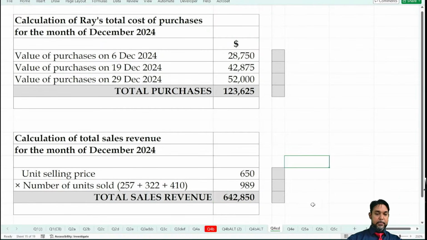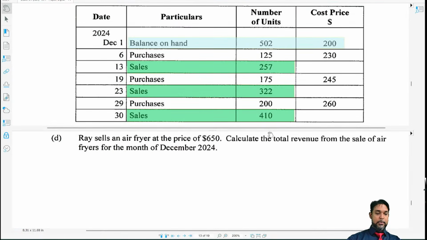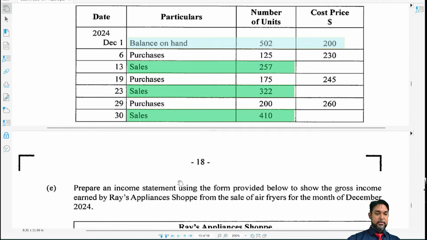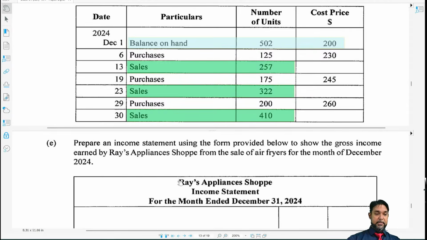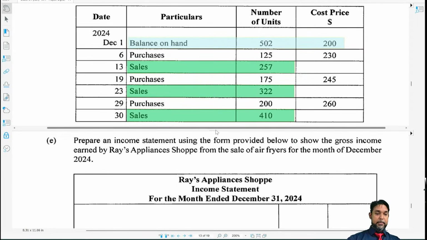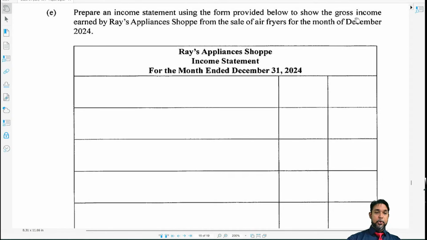No problem. All right, so to wrap up this question, the last thing they want us to do is to calculate, they want us to do an income statement. So prepare an income statement using the form provided to show gross income earned by Ray's Appliance Shop from the sale of air fryers for the month of December 2024. Right, so that's why they made us find sales. So you put your dollar signs here. So sales minus cost of goods sold.